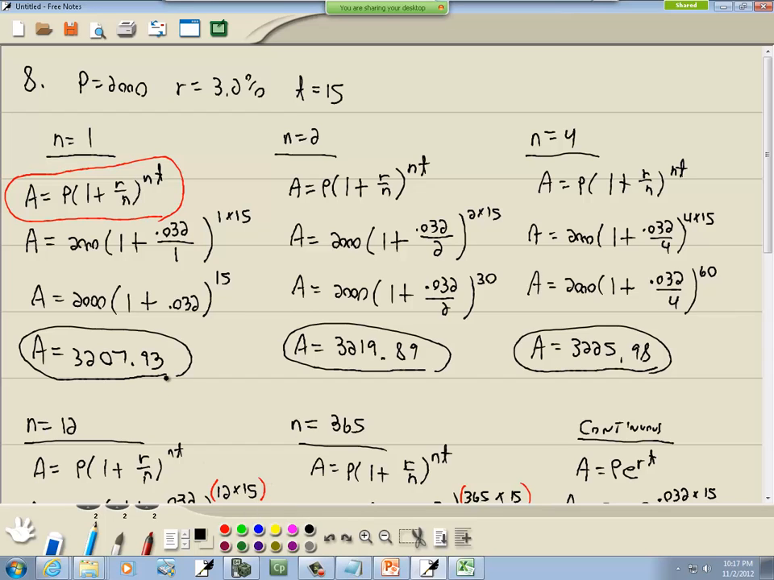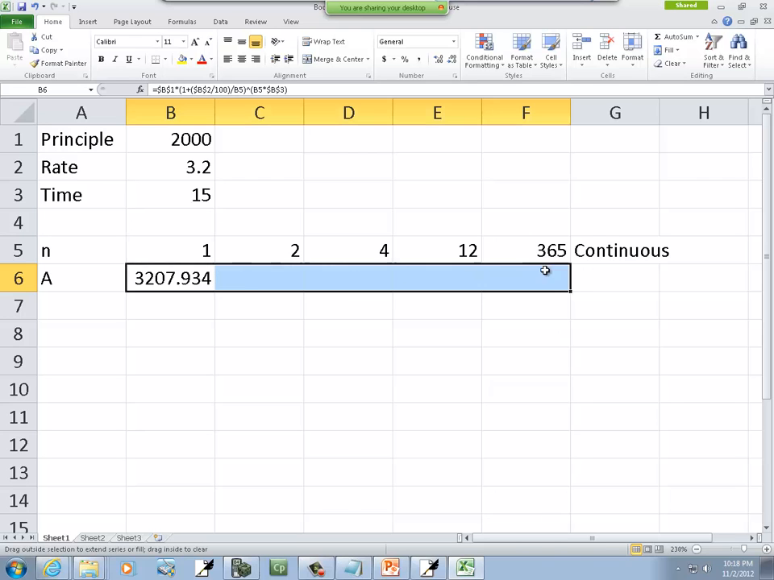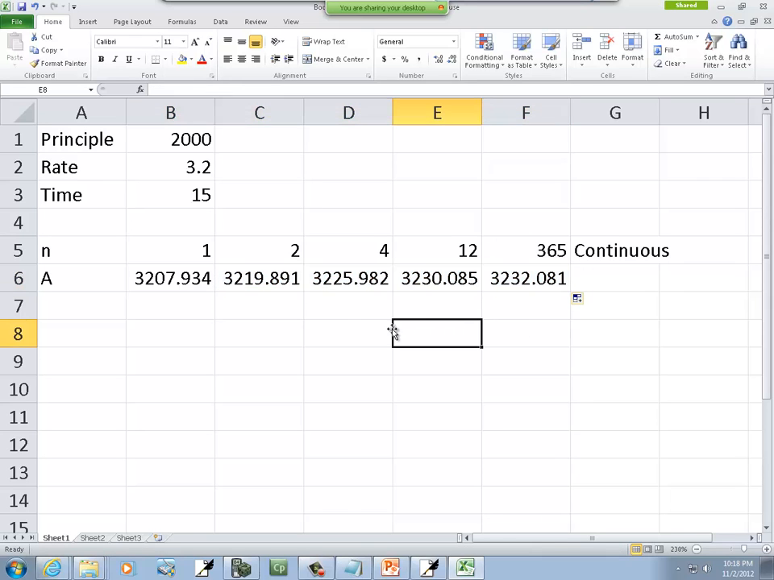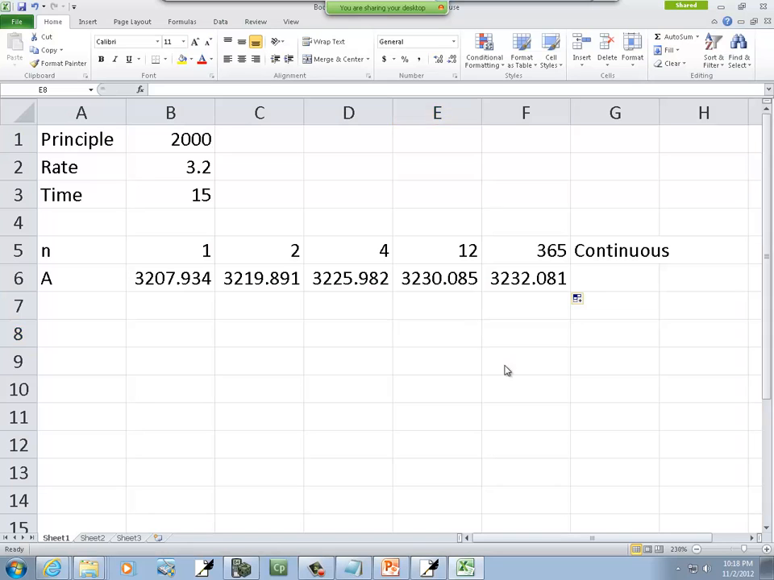And that gives us our same value there. Now if I click this cell and I put my mouse down in the lower right hand corner, it becomes a plus. If I click with my left mouse button and hold down and drag it over here, I see I got 3219, 3225, 3230. It gives me all my different values.